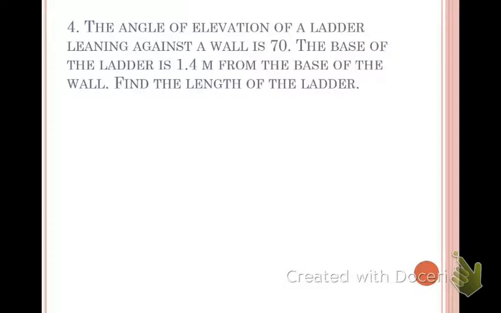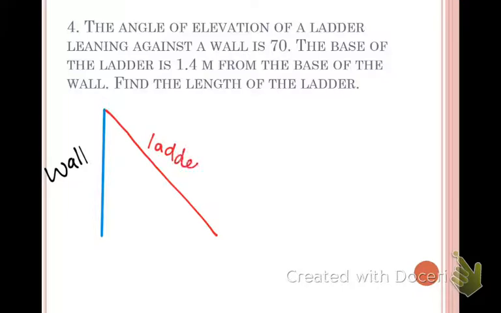The angle of elevation of a ladder leaning against a wall is 70. So let's talk about the picture we've got going on here. So in words, I'm not even worried about the numbers right now. What is my vertical line going to be? It's the wall. Because a ladder leans. So your ladder is the leaning piece. And then what is the bottom? The ground.